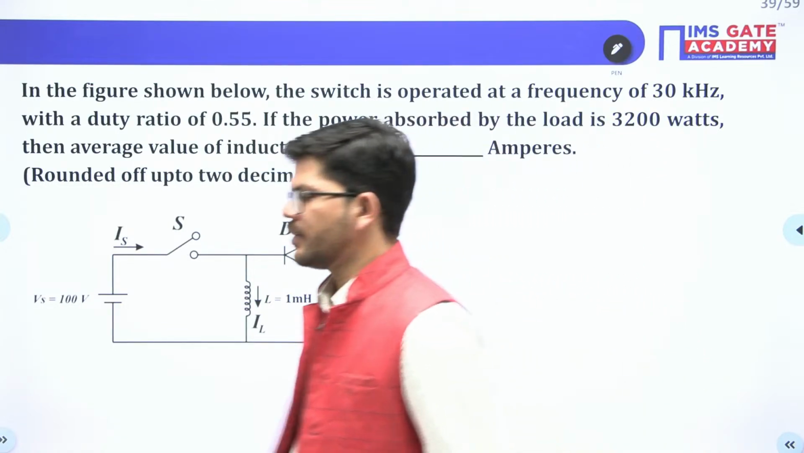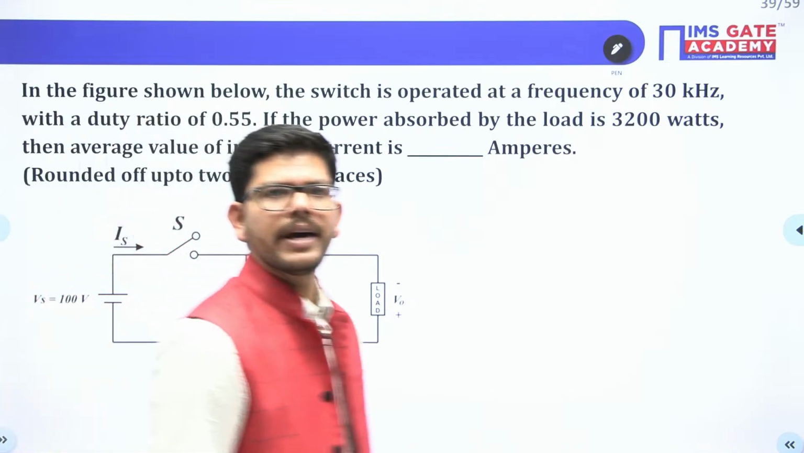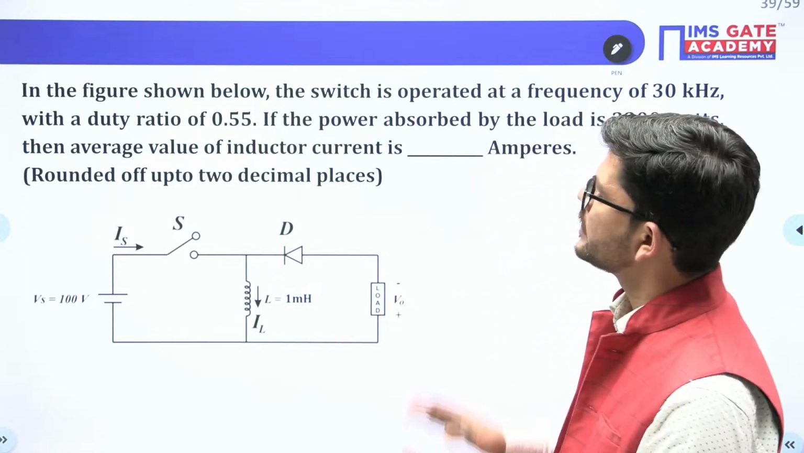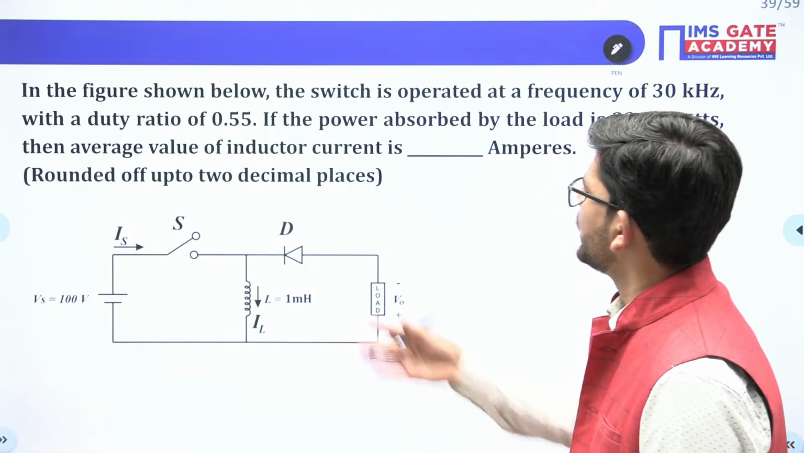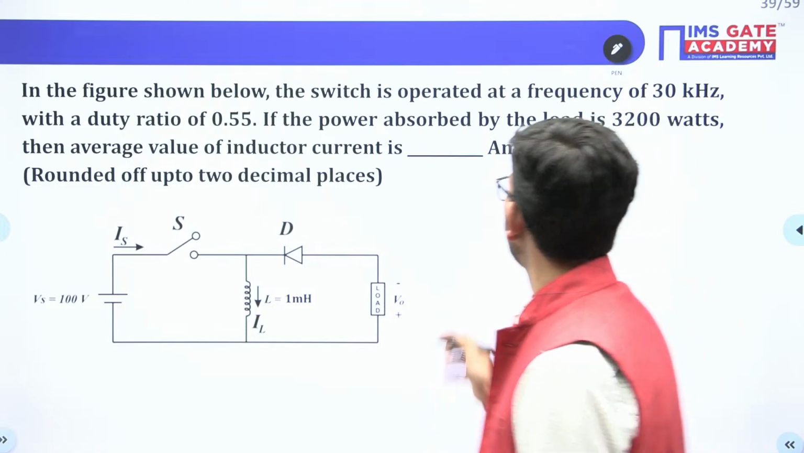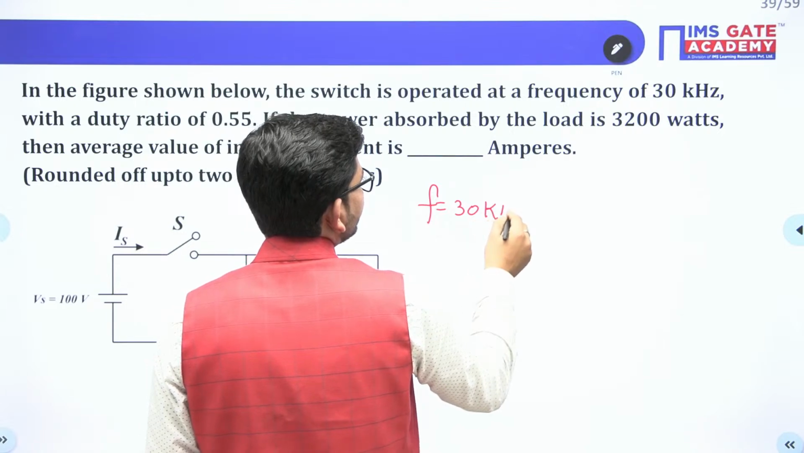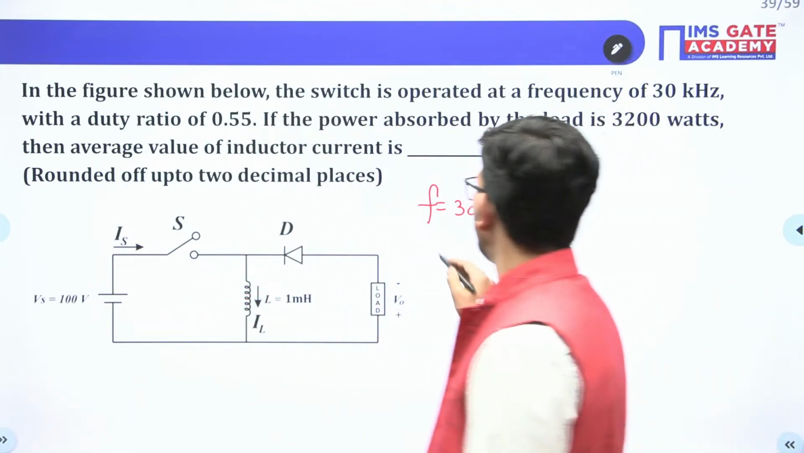Now see this particular problem. This is also a very good problem. See what has been given to us. Now for the first time we are moving towards the buck boost converter. So in the figure shown below, this is a buck boost converter. The switch is operated at a frequency of 30 kilohertz. Write these facts. The frequency is 30 kilohertz, with a duty ratio of 0.55. D is given to us.